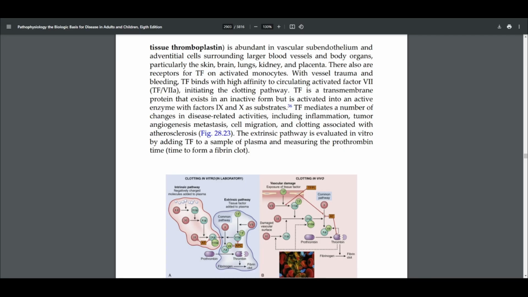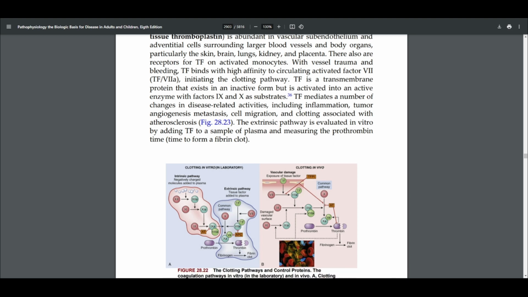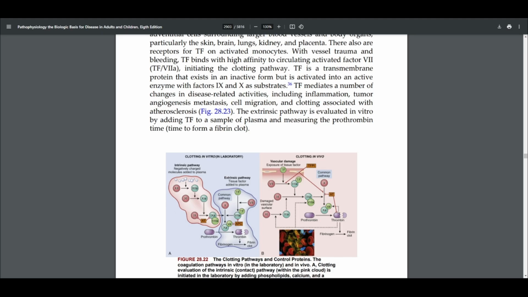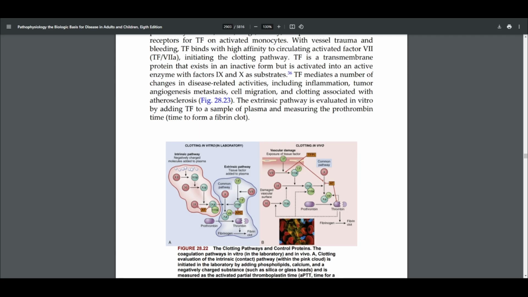TF is a transmembrane protein that exists in an inactive form but is activated into an active enzyme with factors 9 and 10 as substrates. TF mediates a number of changes in disease-related activities, including inflammation, tumor angiogenesis, metastasis, cell migration, and clotting associated with atherosclerosis.